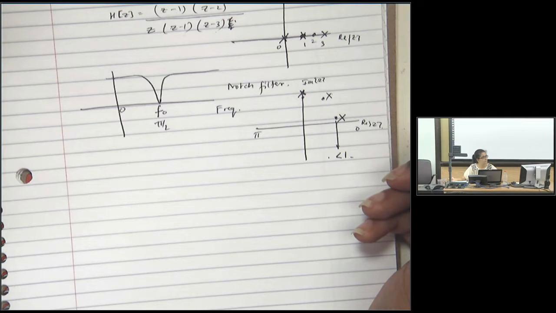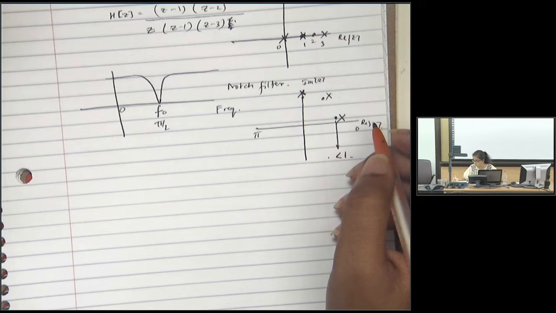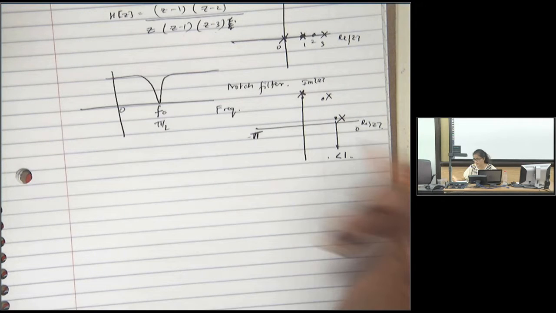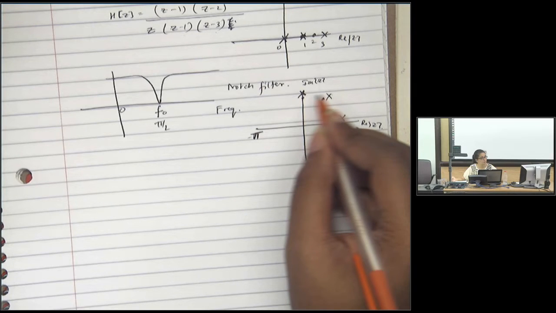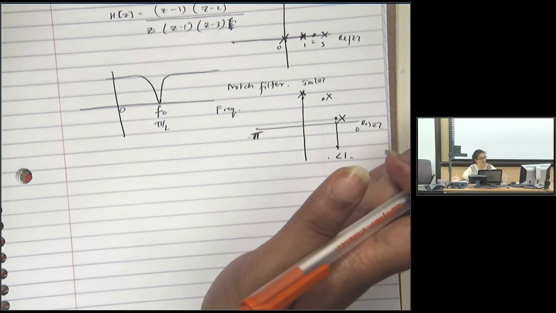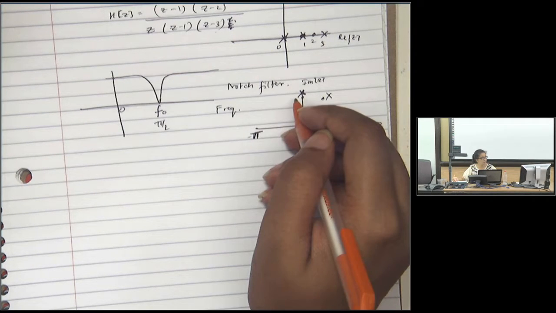Shouldn't the plane be negative, like negative pi and plus pi? Yeah, negative pi and plus pi all correspond to the same thing. This is in terms of radians. Think of it as an angle. It starts at 0, goes up to pi by 2, and then pi.